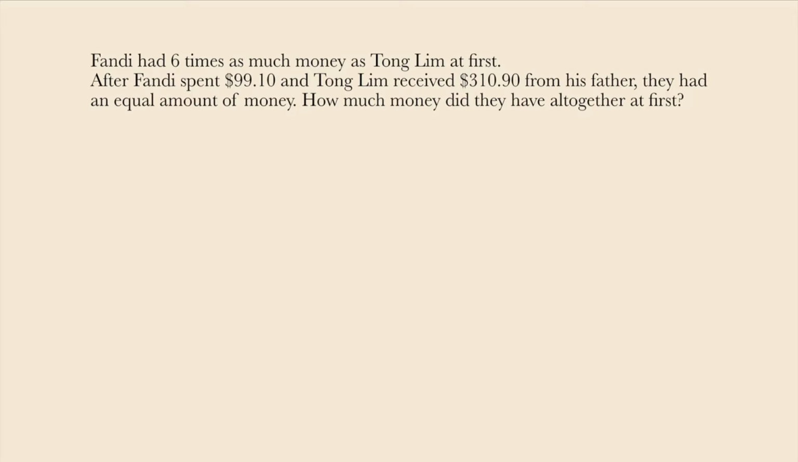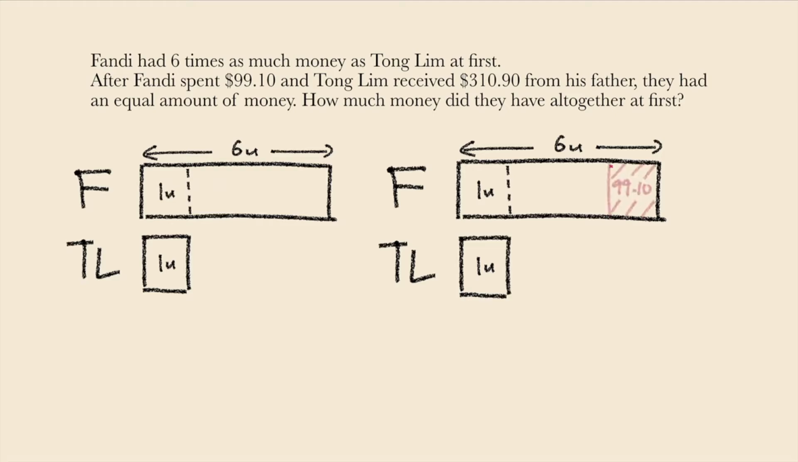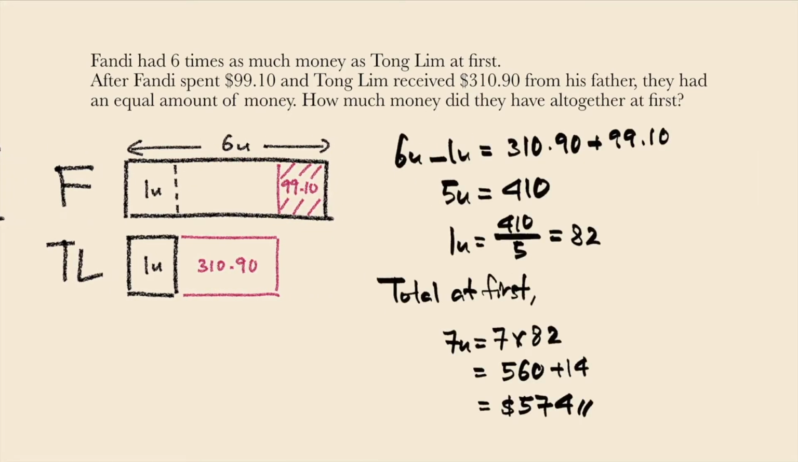So initially, Fandi had 6 times of TL, so that's 6U and 1U. Let's show that. So the difference here must be 5 units. After Fandi spent 99.10 and TL received, so that's an increase, they had the same amount of money. So I'm going to draw this 310.9 such that it's the same length as what F had left. So here we can tell, therefore, that 5 units represent the sum of these two quantities here. And therefore, we can find 1 unit.